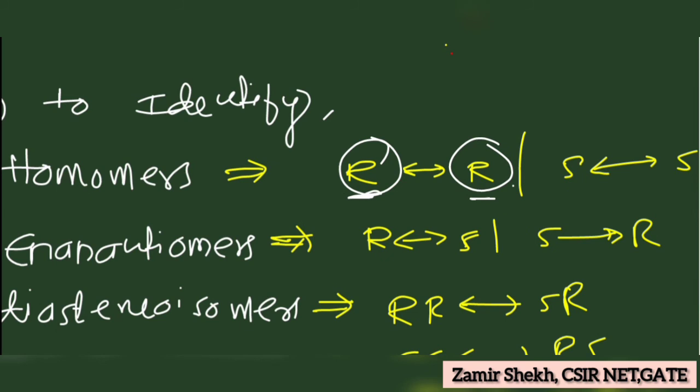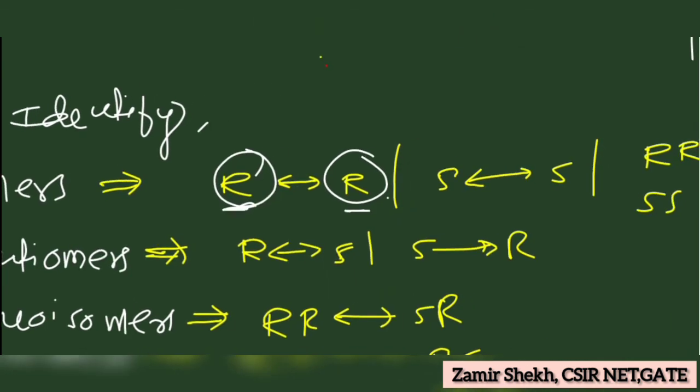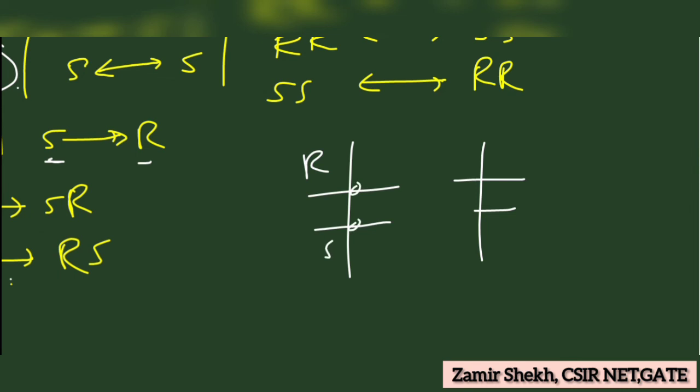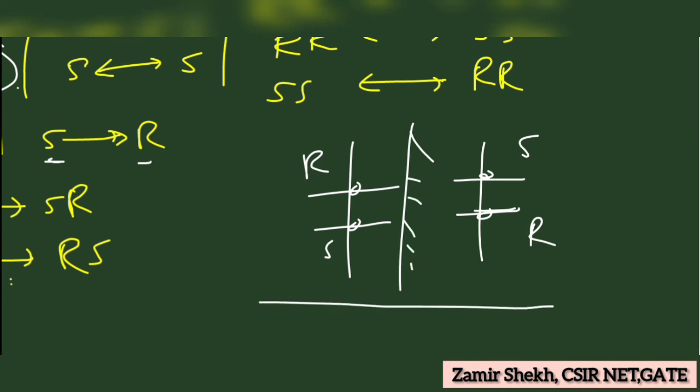Like right and left hands, they are not superimposable. That's why they show a different type of configuration. Now look at this one. If one compound shows R, its mirror image should be S. If S is given, then it should be R. If more than one chiral center is present, then what will happen? For example, if you have two chiral centers, and this chiral center shows R and S, then the other should be S and R. So these two compounds must be mirror images of each other. Okay, that's why these are called enantiomers.